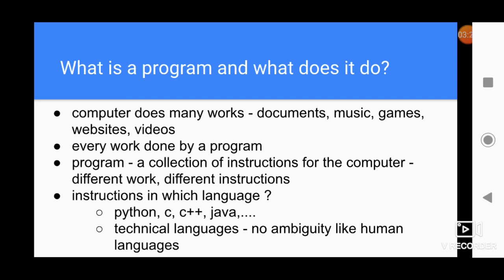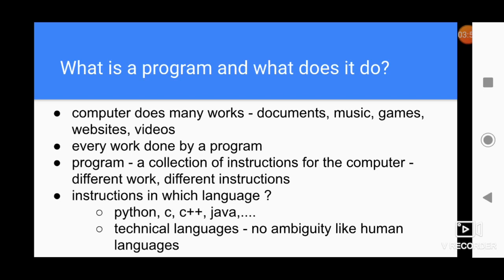Now when we say a program is a collection of instructions, the first question arises: how do we give these instructions to the computer? Can we use human languages like Hindi, English, etc., which we use in our daily life for communication with other human beings? The answer is no, because computers are not as smart as we humans are.